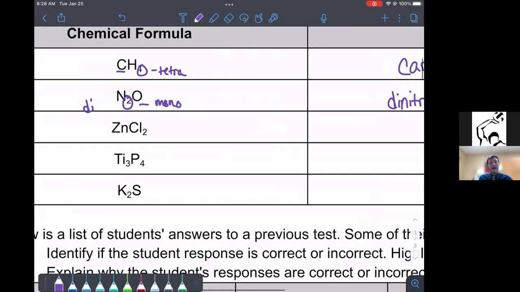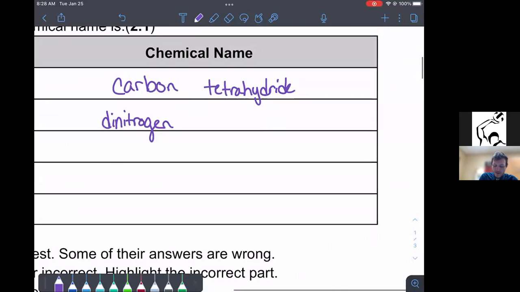And then we have mono, and then oxygen, so mono. But we change it to oxide instead of oxygen. So dinitrogen monoxide.